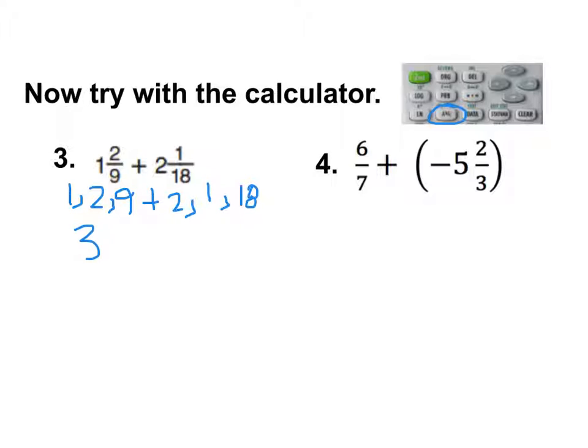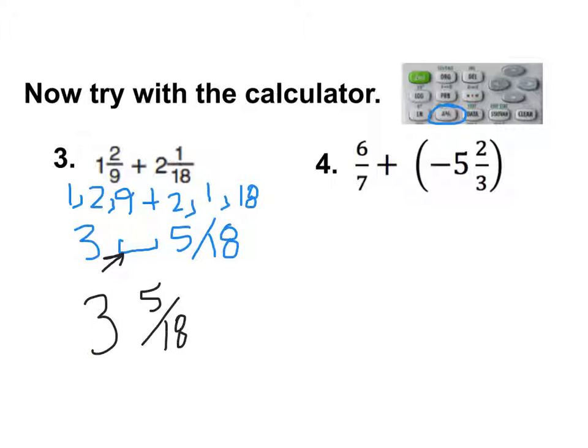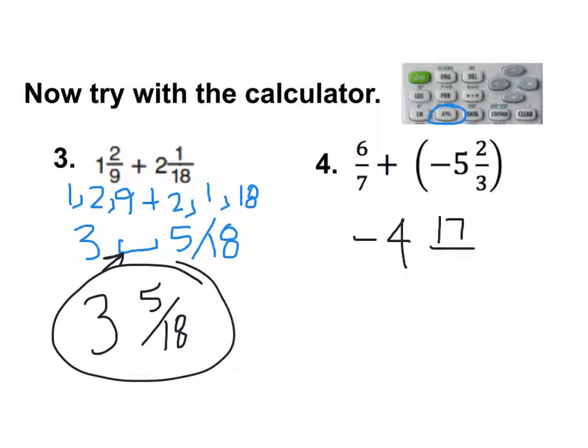It will show up like 3 with that unit symbol or that little space symbol, 5/18. So our final answer is just going to be 3 and 5/18. So in the calculator, you'll see this symbol, but you don't need to write it in your final answer. Just write it like this. Number 4 is negative 4 and 17 over 21.